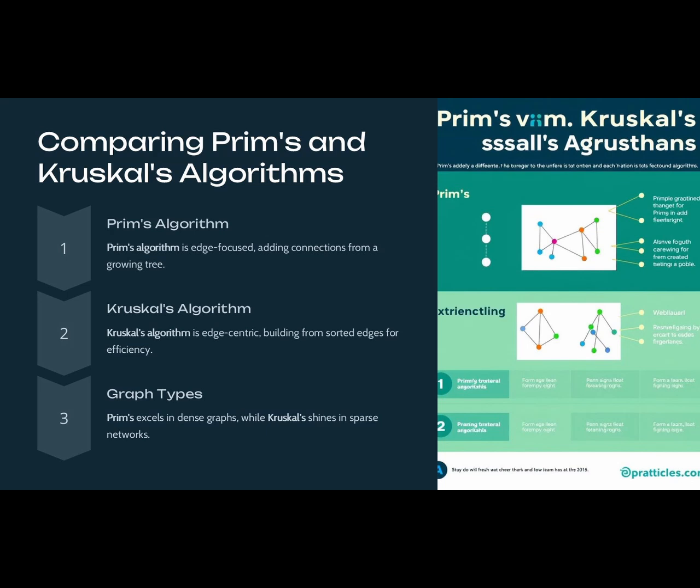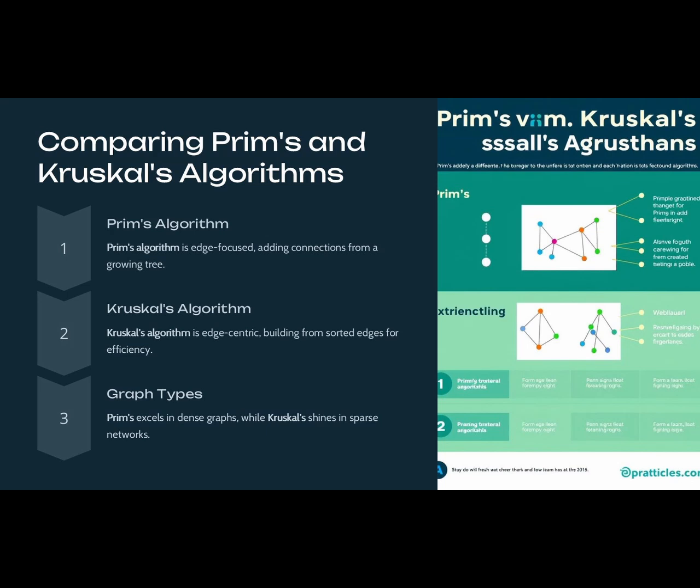Now let us look at the data structures used in both algorithms. First, Kruskal's algorithm. It primarily uses the union-find data structure to detect cycles efficiently. Prim's algorithm often uses a minimum heap to select the smallest edge connecting to the MST efficiently.